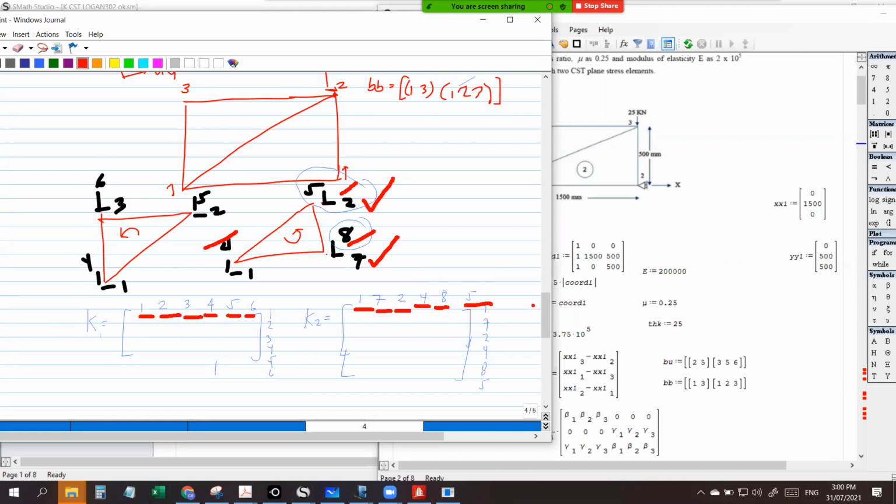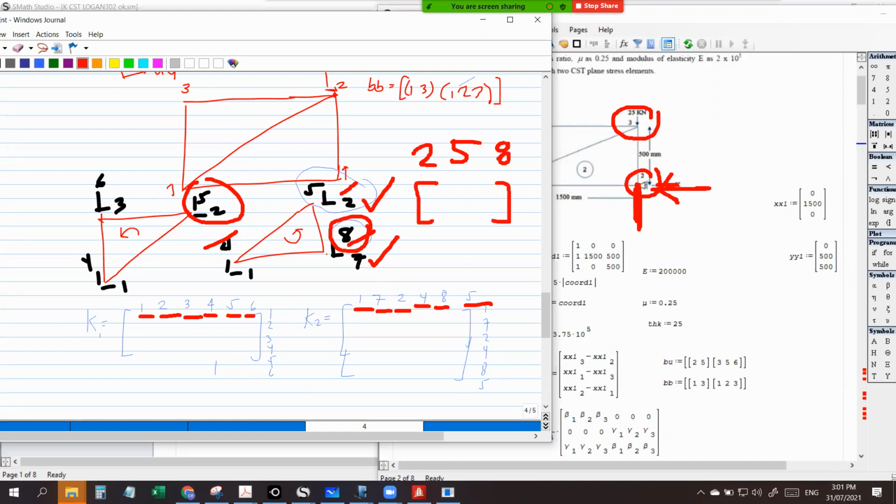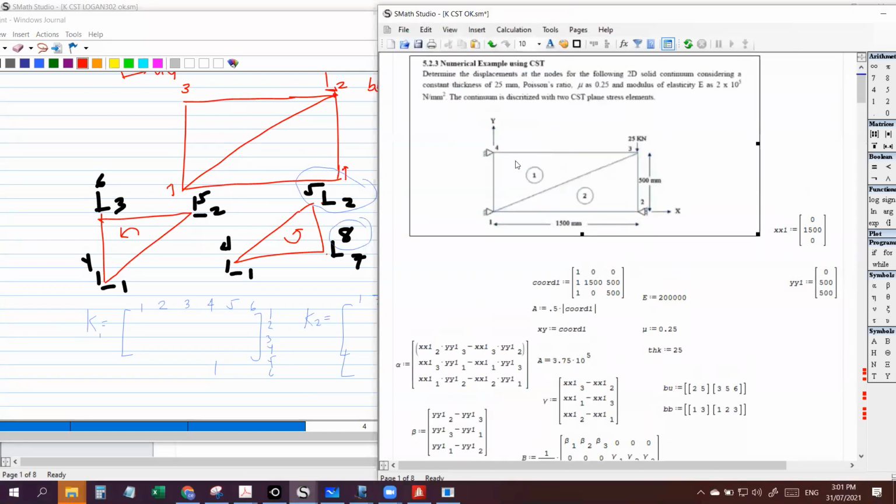Now, i-relate ngayon natin yan dun sa may displacement. May displacement tayo dito and then dito. So, which corresponds to what degrees of freedom? 2, 5, right? 2, 5, and pwede kang mag-displace vertically kasi may roller support ka lang dito sa horizontal. 2, 5, 8. So, ang S natin will be 3 by 3 kasi you have 3 displacement.